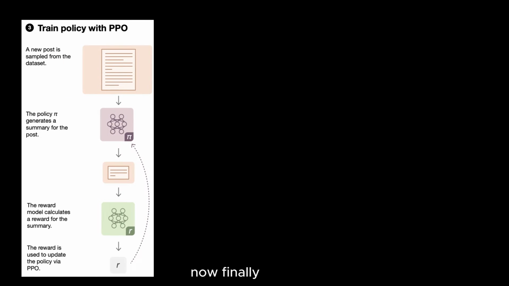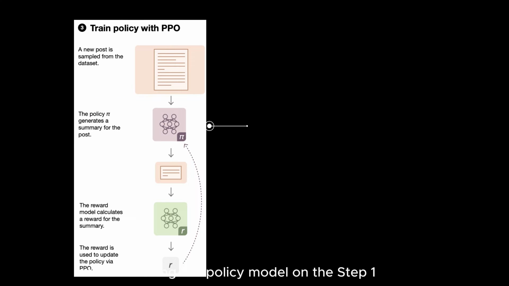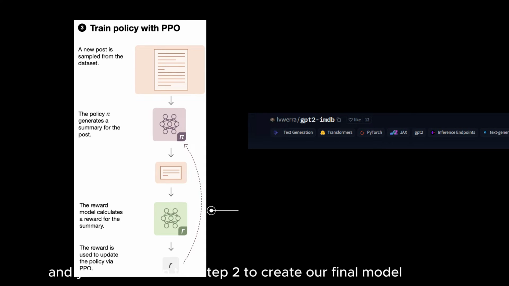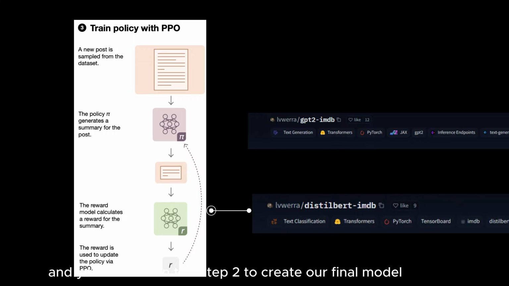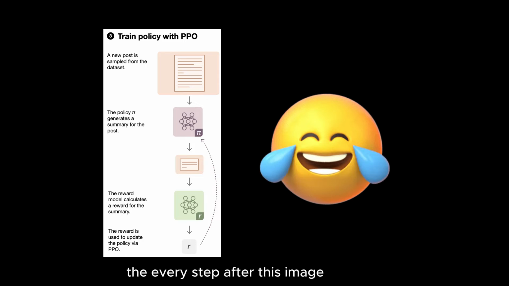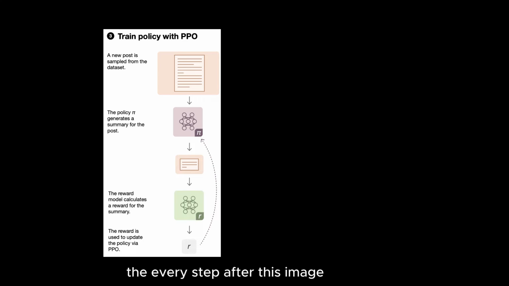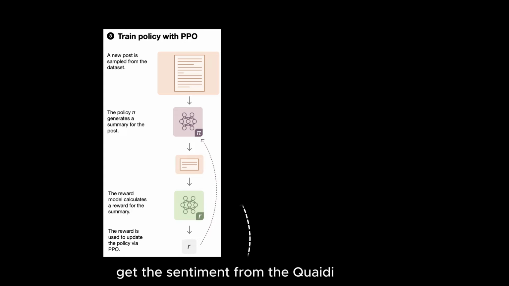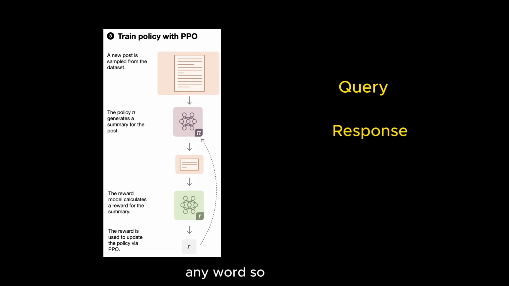Now, finally, the third part, where we'll be using our policy model from step 1 and reward model from step 2 to create our final model that only generates positive responses. Every step after this remains the same: get the query response from the policy model, get the sentiment from the query using the reward model, and optimize our policy model with PPO using query, response and reward. So let's go to our Jupyter notebook.